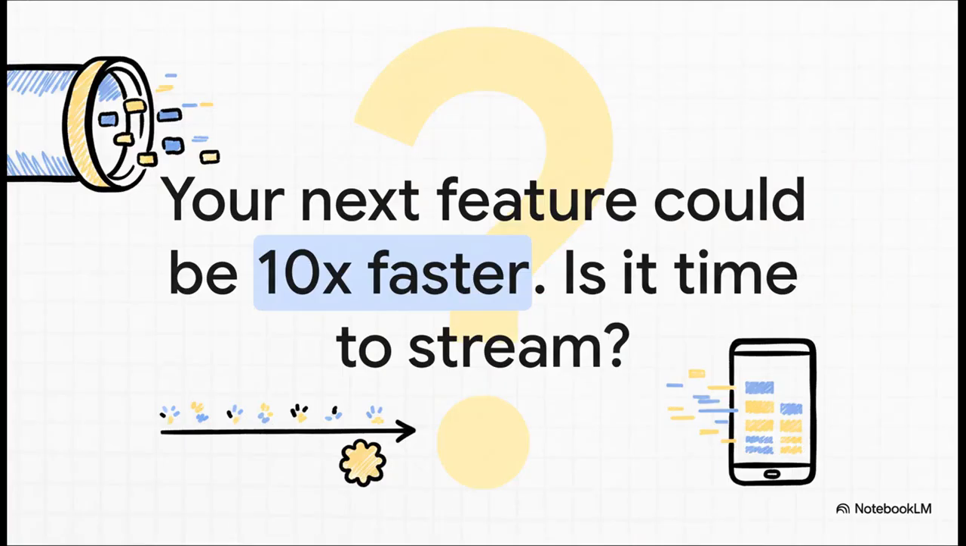So, the next time you're designing a feature, anything that fetches data or runs a long process, I want you to remember this. The difference between a user who's waiting and a user who's absolutely delighted could be streaming. Your next feature could legitimately feel 10 times faster. So, the real question is, is it time to stream?